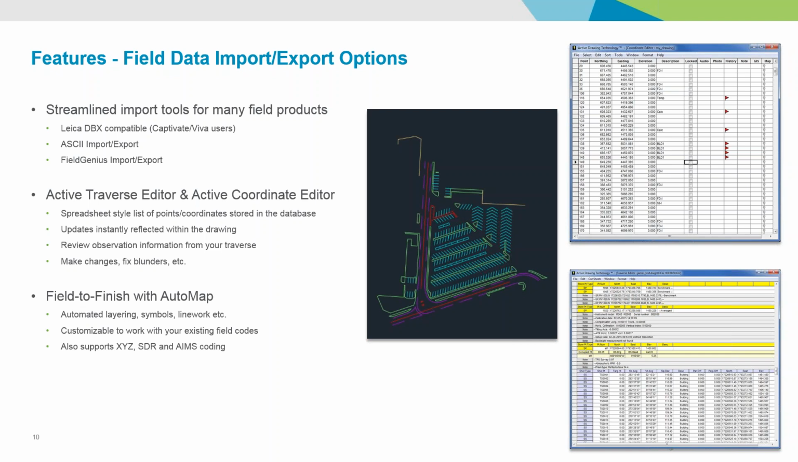And I showed you the active coordinate editor there briefly, but we also have the active traverse editor, which I'll show here in a second in my demo. But again, it's another spreadsheet style layout of all the raw information from your traverse. So you can review all the information, you can make changes, add points, fix blunders. So if you've made an incorrect instrument height or something like that, you can make those fixes right in the traverse editor, re-coordinate, and then your drawing file will be updated automatically.